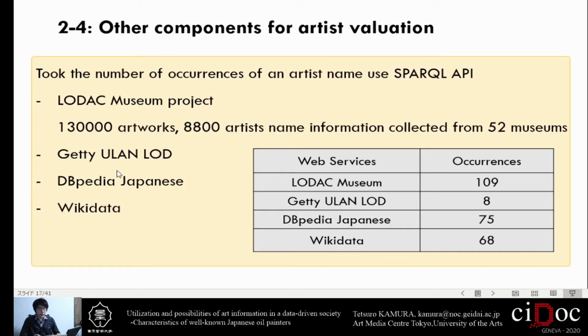Other components. Also, we use some components for artist variation from web services. Product Museum Project, Getty URL Link Open Data, DBpedia Japanese, and Wikidata. We took the number of occurrences of an artist's name using SPARQL API.